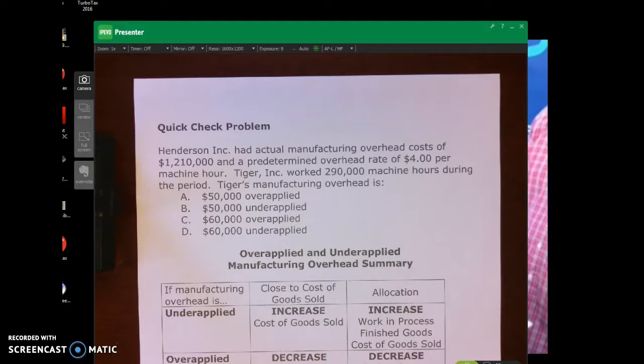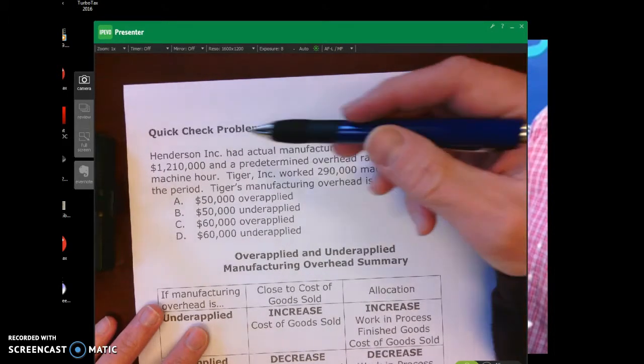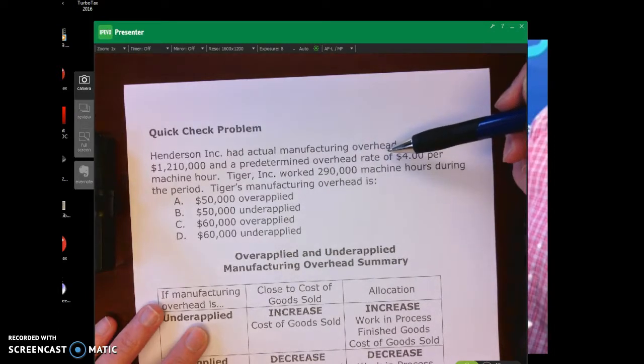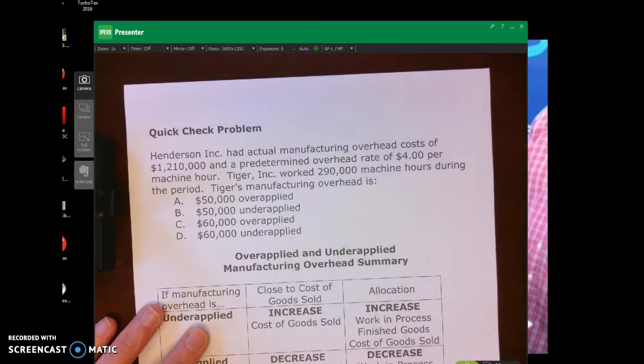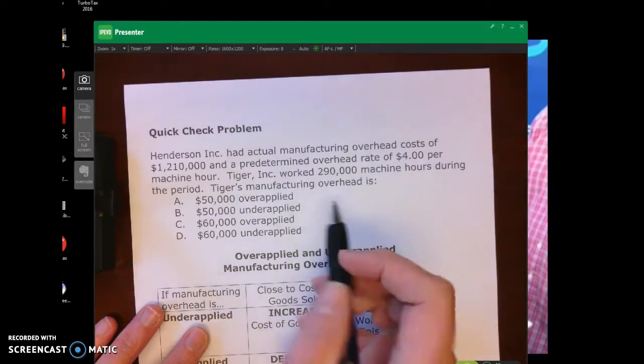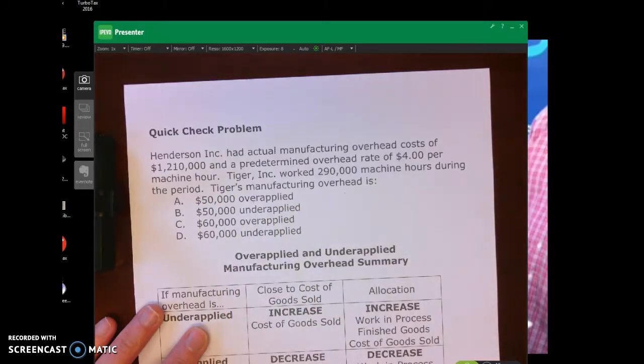We have this problem right here. Let's take a look at that. Tiger had actual manufacturing costs of $1,210,000, and a predetermined overhead rate of $4 per machine hour. Our company also worked 290,000 machine hours during the period. Their manufacturing overhead is overapplied or underapplied, and by how much?